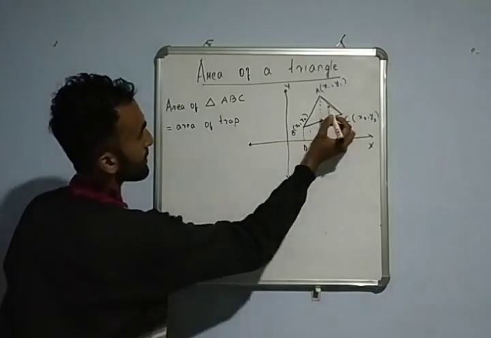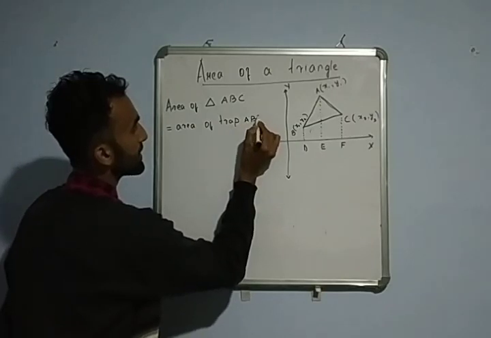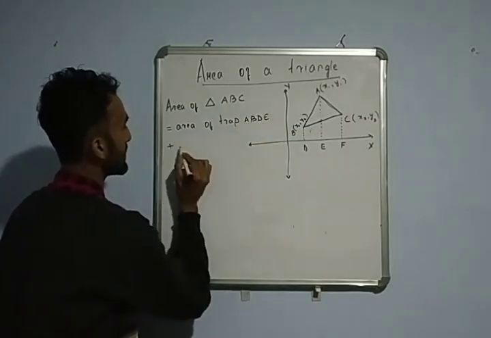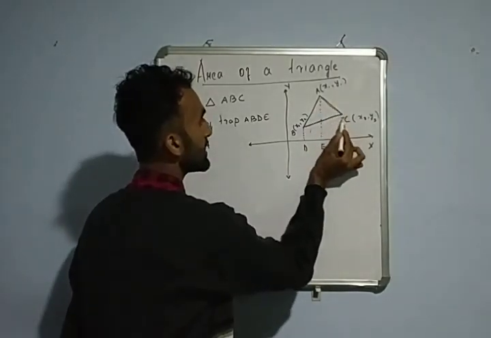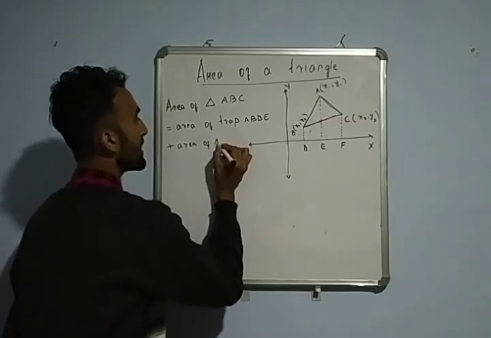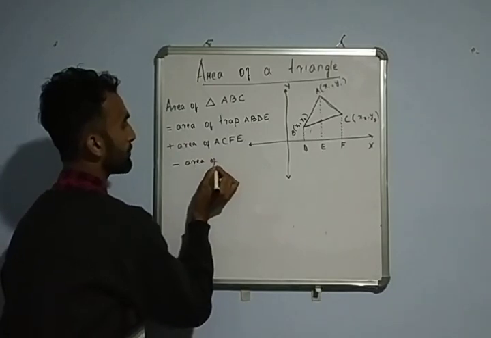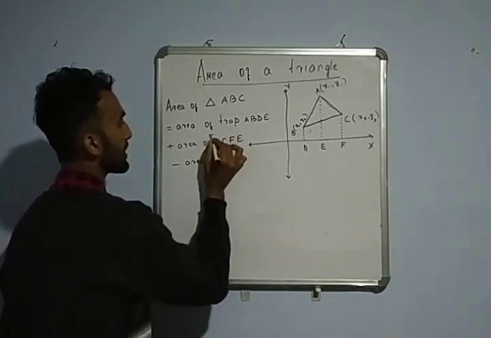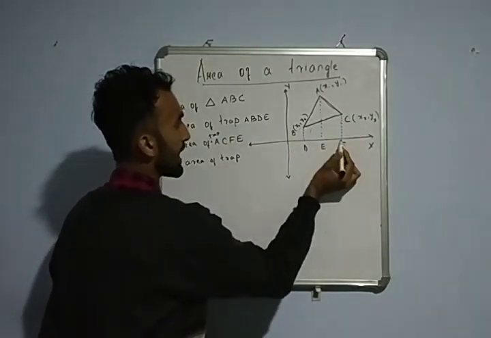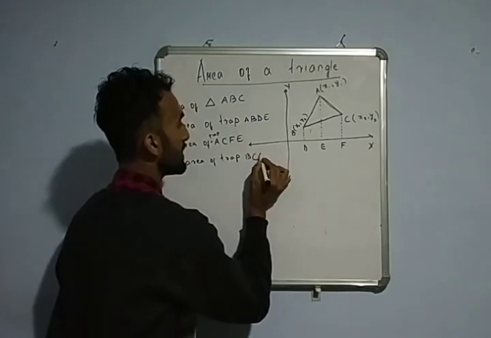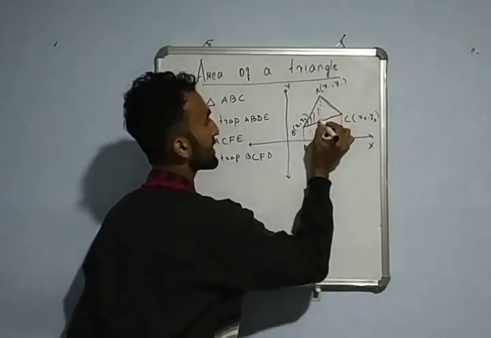Area of trapezium, which trapezium? ABDE, plus area of another trapezium, ACFE, minus area of trapezium, here also a trapezium, BCFD. Remember, we are interested in finding out this area.